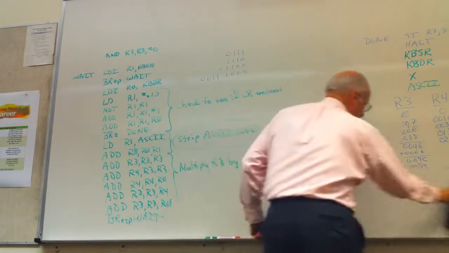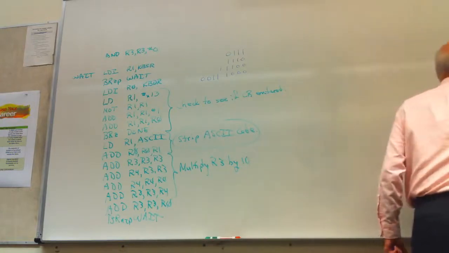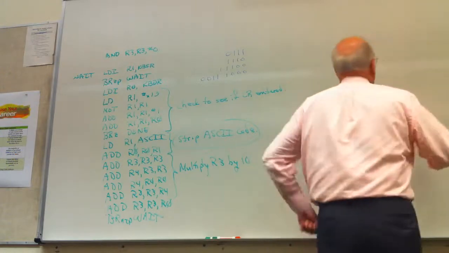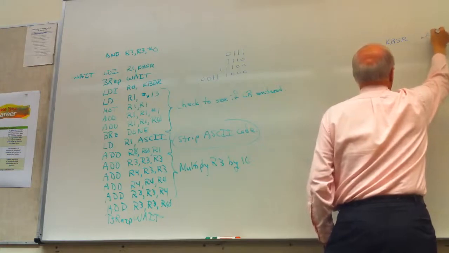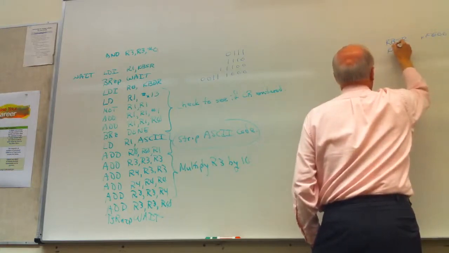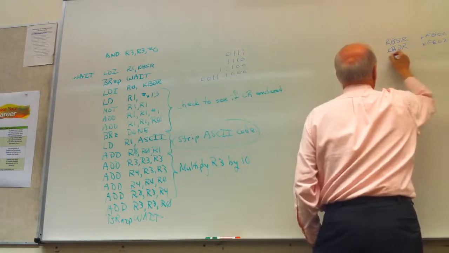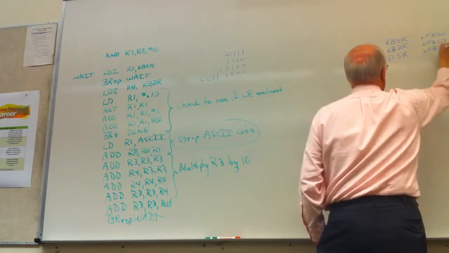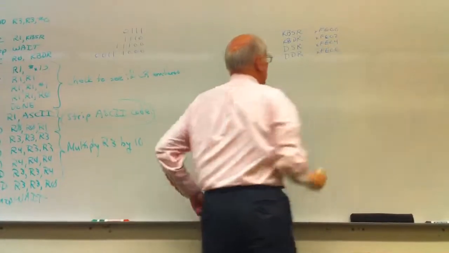Let's just take all of this off. Just like we have the keyboard status register at FE00 and the keyboard data register at FE02, we now have a display status register at FE04 and a display data register at FE06.